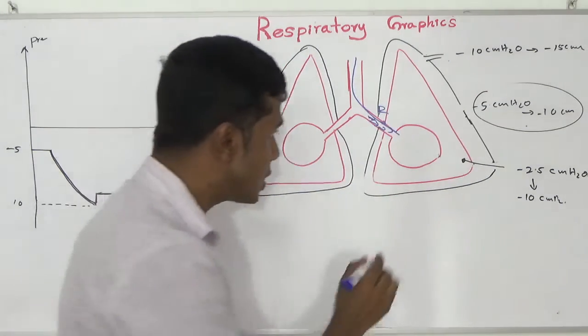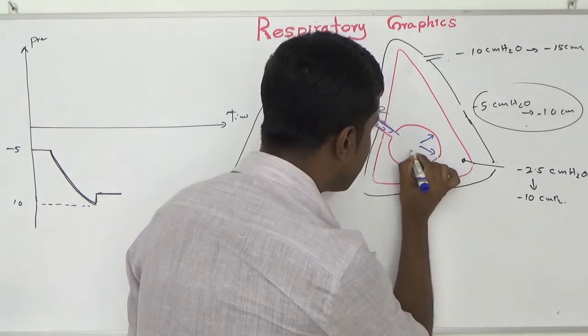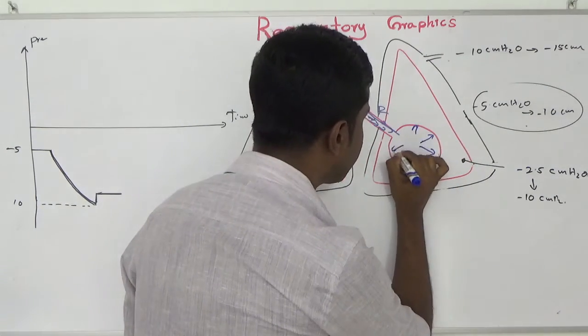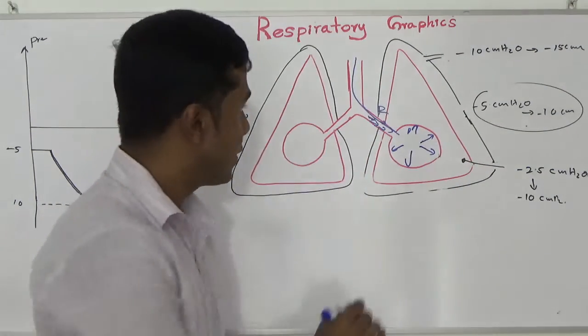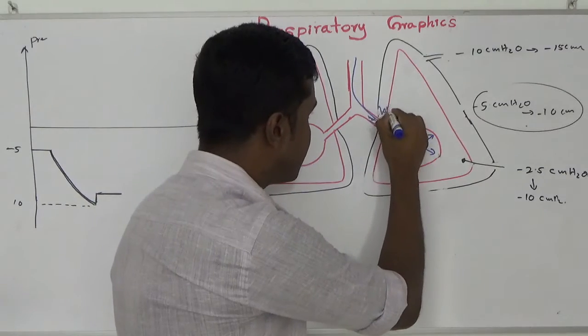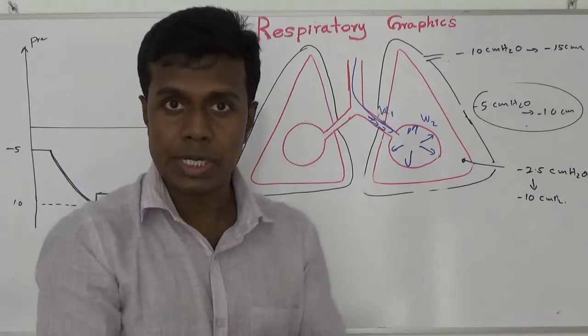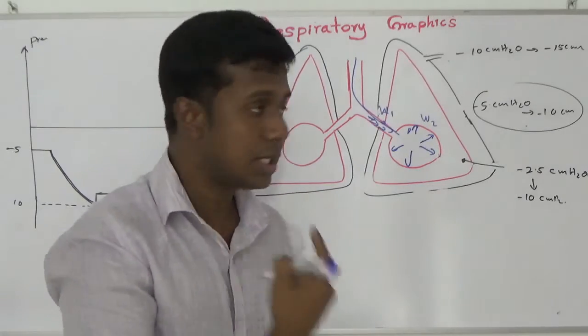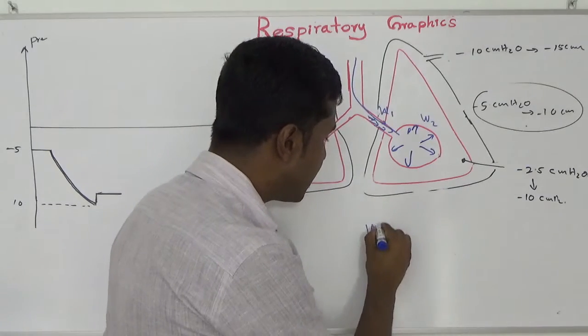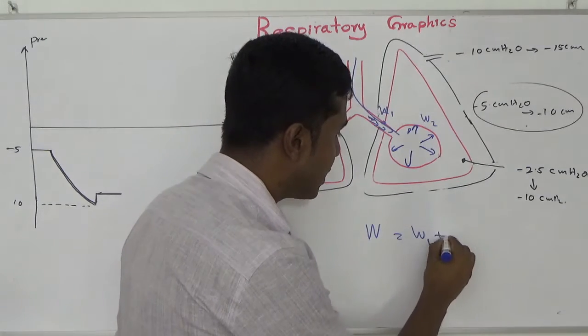I have to do work to expand the alveoli. So I have to do work here, W1. I have to do work here, W2. During the inspiration, I have to do work, W, which should equal W1 plus W2.